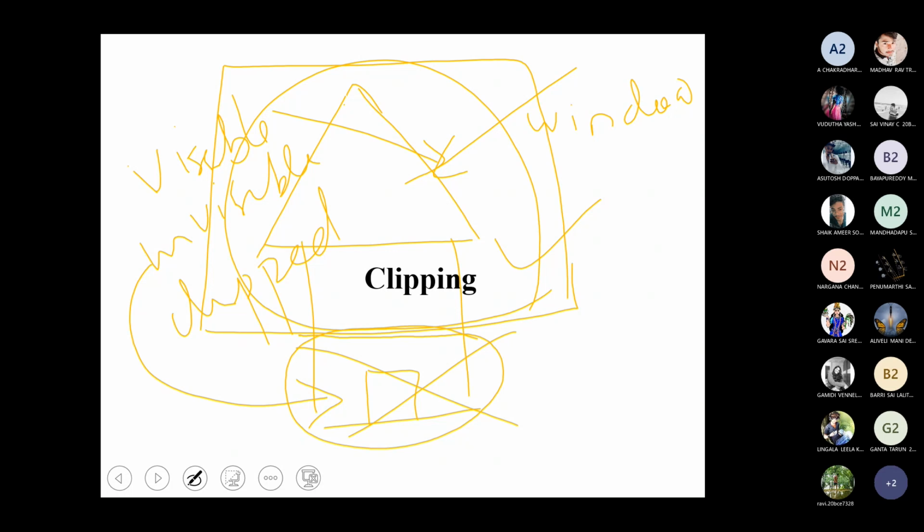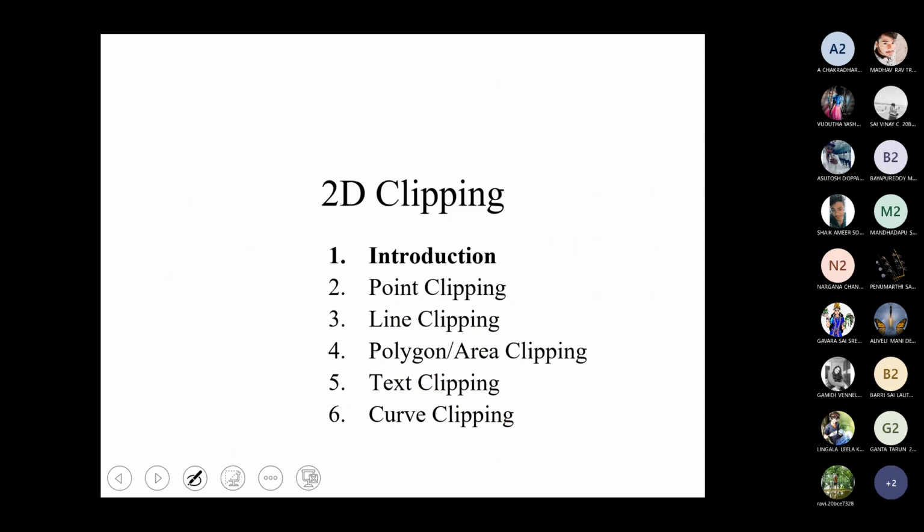For clipping, the point of intersection of the line with the window is determined. Clear now? So clipping can be applied through hardware as well as software. In some computers, a hardware device automatically does the clipping. In other systems where hardware clipping is not available, software will be applied. So we'll go into detail. These are the types of clipping: point clipping, line clipping, polygon or area clipping, text clipping, curve clipping. These are the things we have to study one by one.